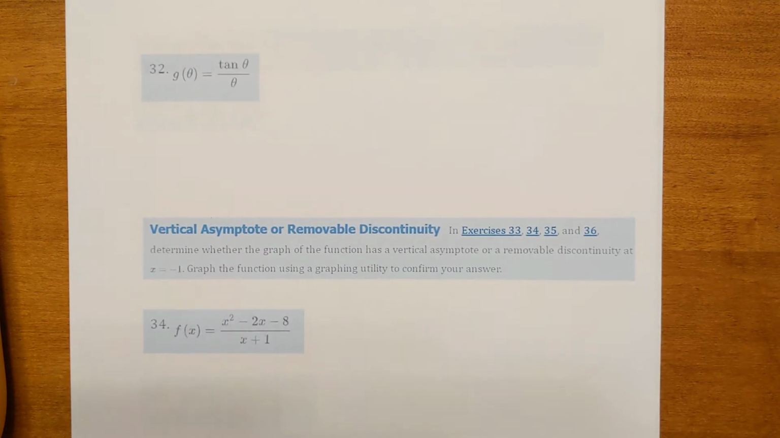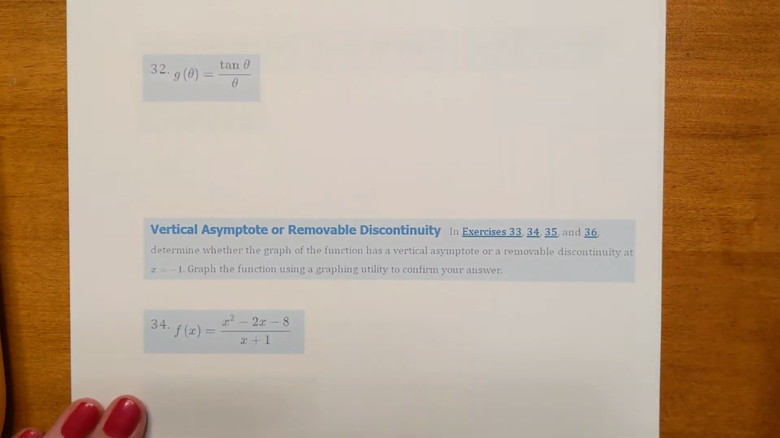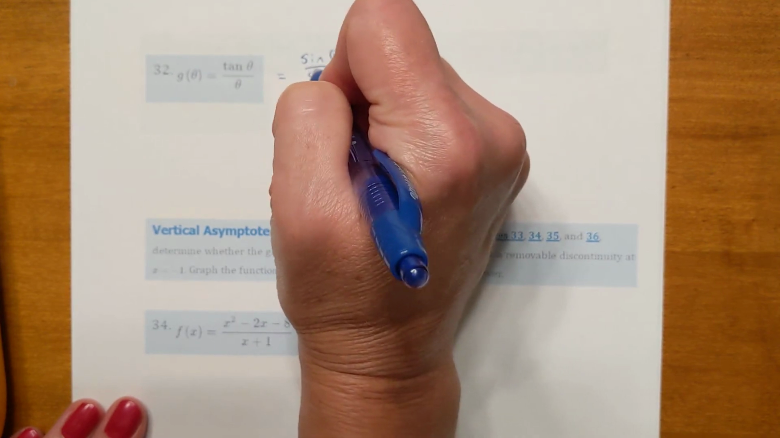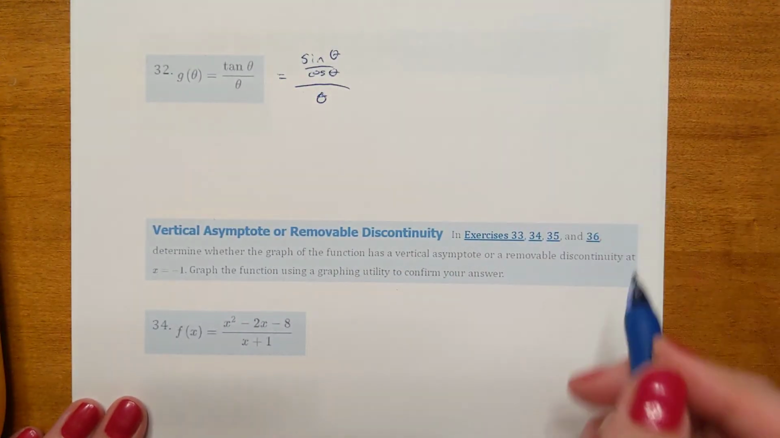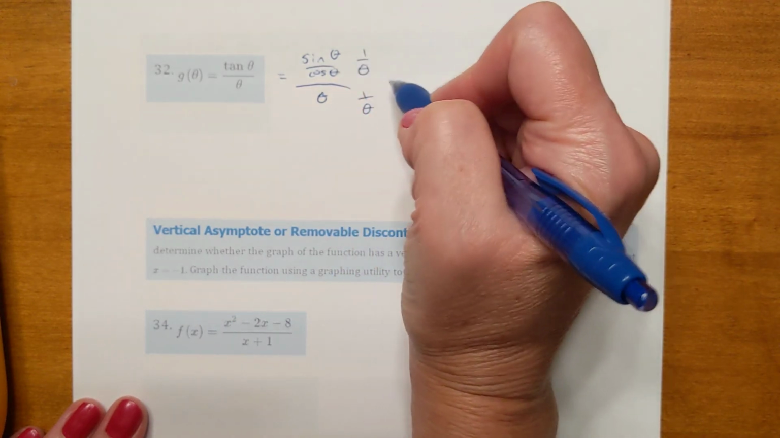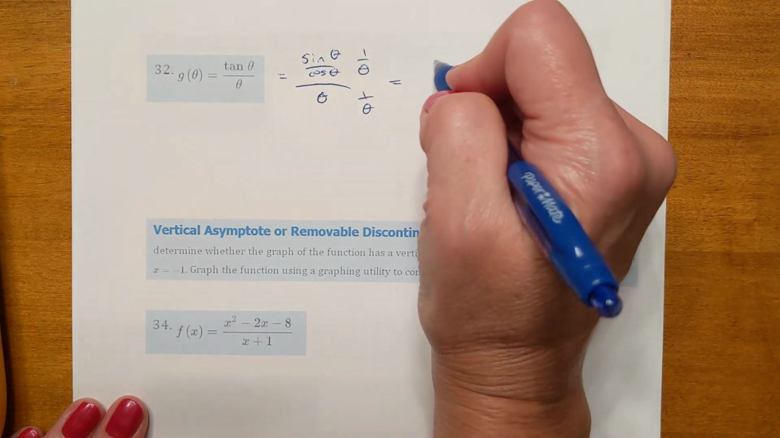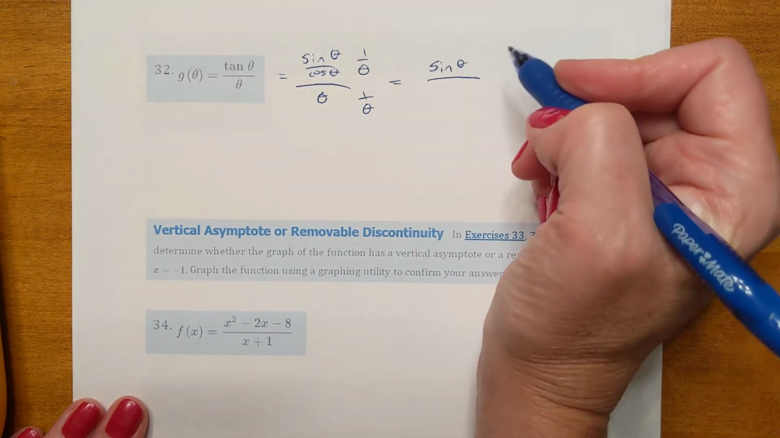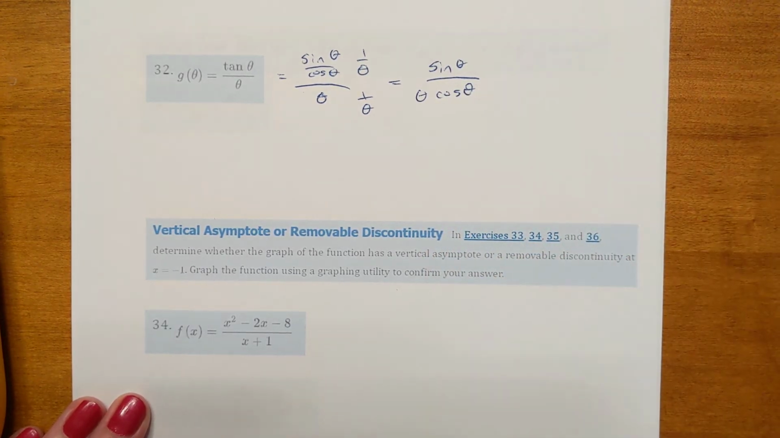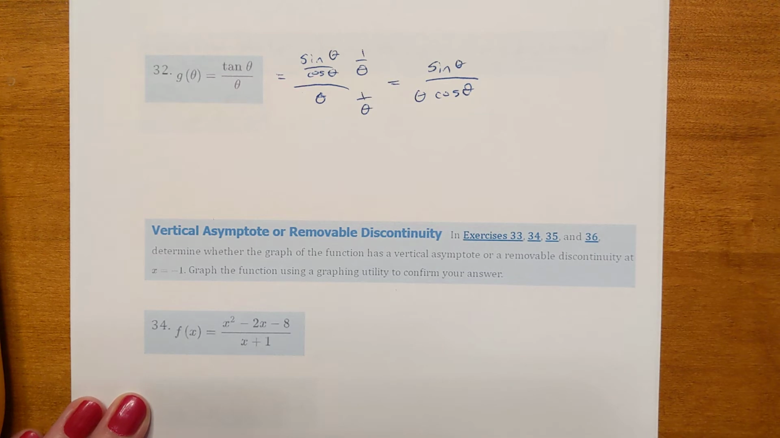32, same question. They want to know where the vertical asymptotes are at. And so what would make this look better is if we change tangent to what tangent is, and tangent is sine over cosine. And then cleaning it up some more, I'm going to multiply the top and bottom by 1 over that omega, so that makes that then sine theta, oh it's a theta, and then over theta times cosine theta. I can't always remember my Greek letters or whatever those are.